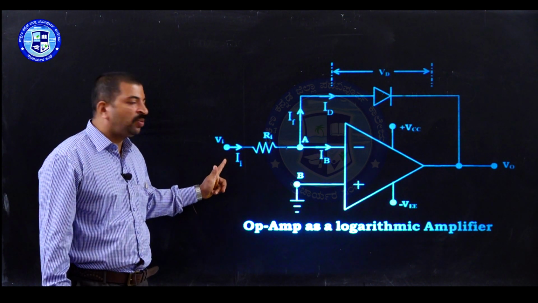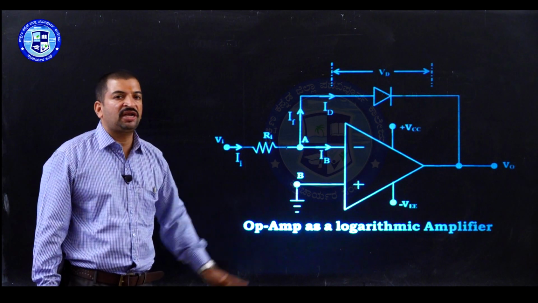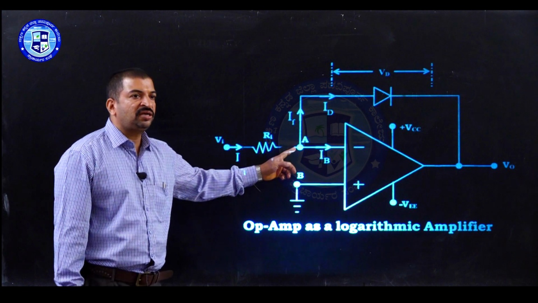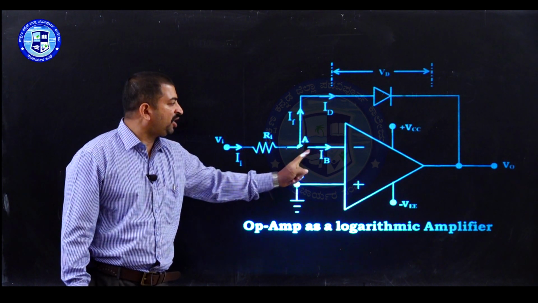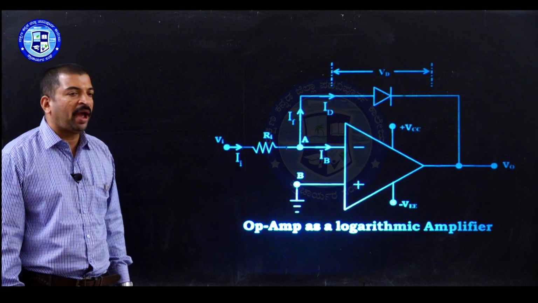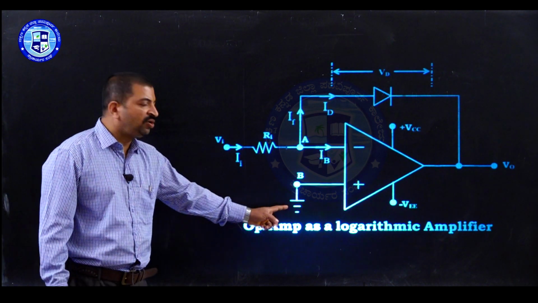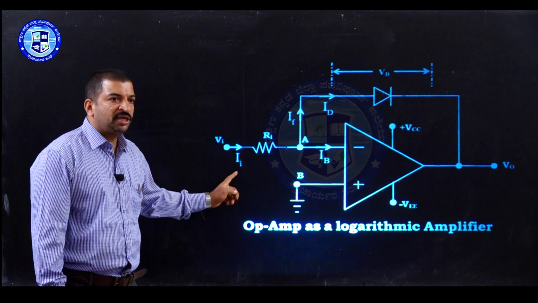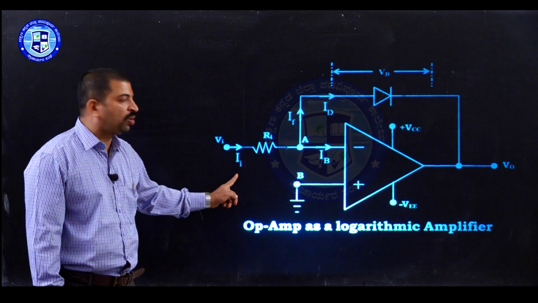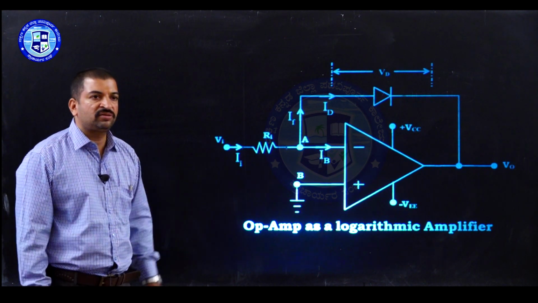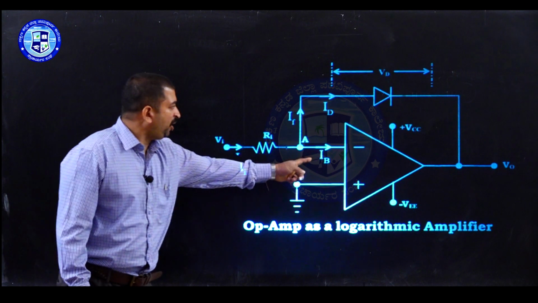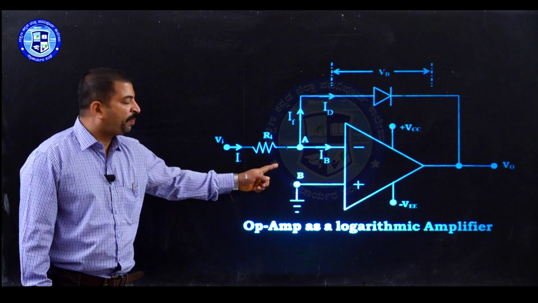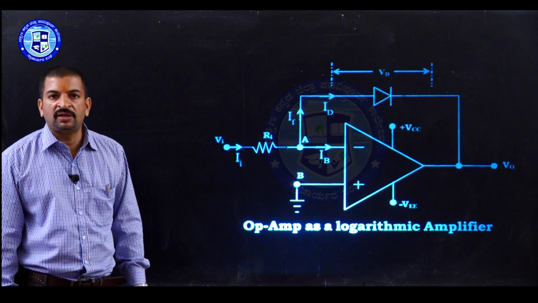Here the input voltage Vin is applied to the inverting terminal of the op-amp through the resistor Ri, and a semiconductor diode is connected between the inverting terminal and the output terminal of the op-amp. Now the non-inverting input terminal of the op-amp is connected to the ground. Consider Ia is the current entering the node, or the current flowing through the resistor Ri. Ib and If are the currents flowing through the op-amp and the semiconductor diode.